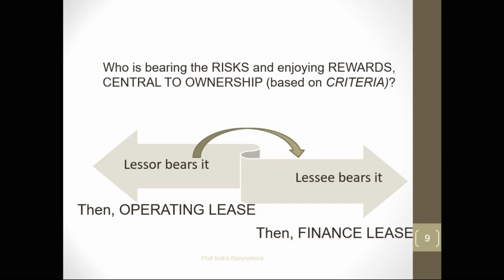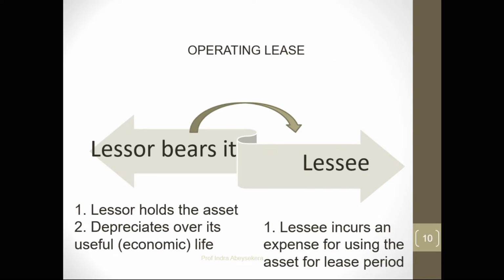So it's the lessor that bears the risk and rewards central to ownership in an operating lease, and the lessee who bears those risks and benefits in a finance lease. So in an operating lease situation, the lessor holds the asset and depreciates it over its useful life, and the lessee incurs an expense for the use of the asset for the lease period.